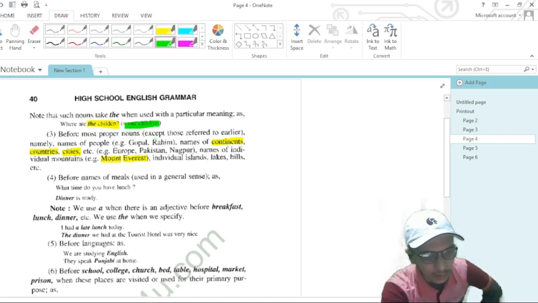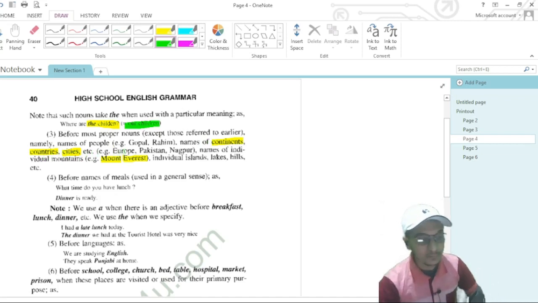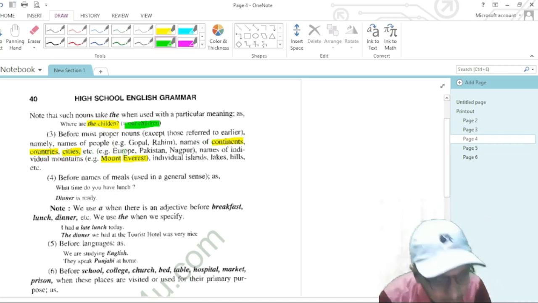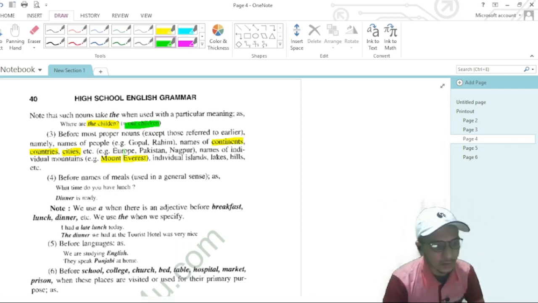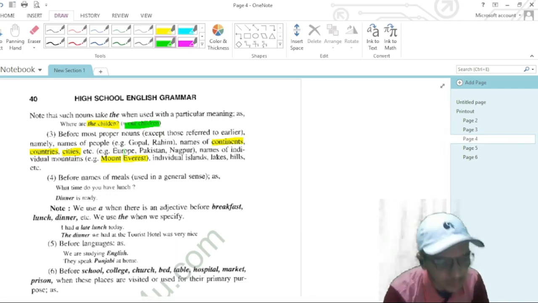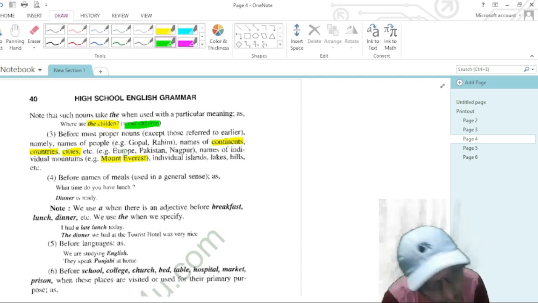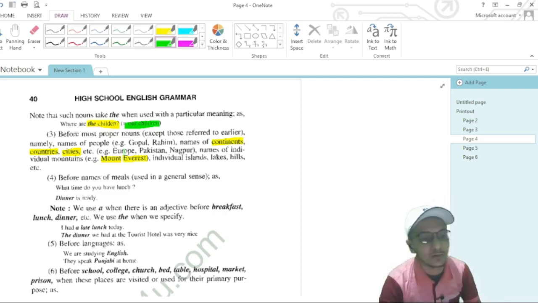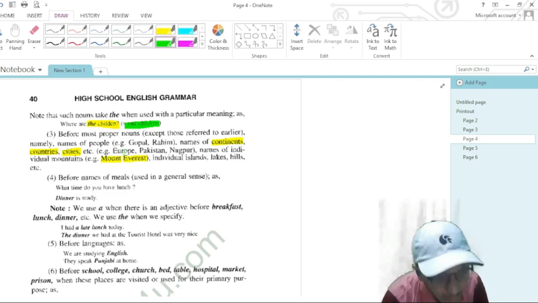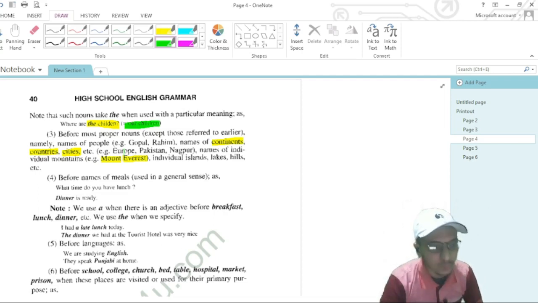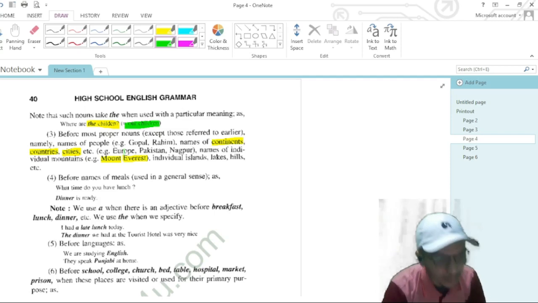Before most proper nouns except those referred to earlier, namely names of people, Gopal, Rahim, names of continents, countries and cities, etc. Example: Europe, Pakistan, Nagpur. Names of individual mountains, example: Mount Everest. Individual islands, lakes, hills, etc. Before the names of meals used in a general sense, as "What time do you have lunch? Dinner is ready."